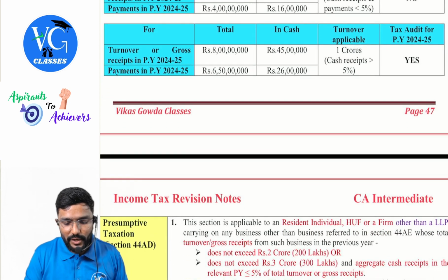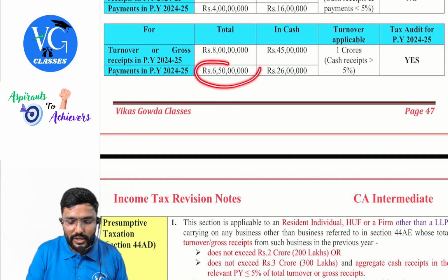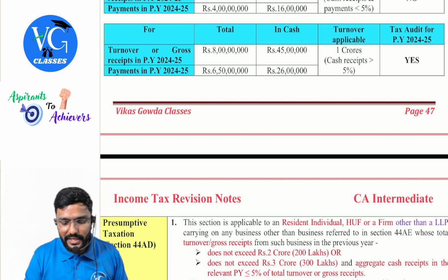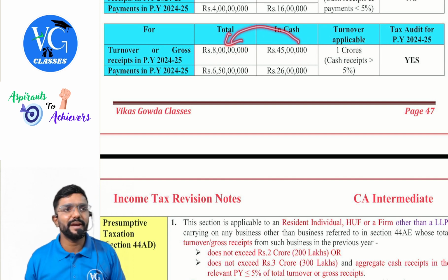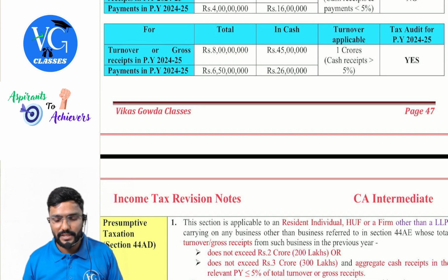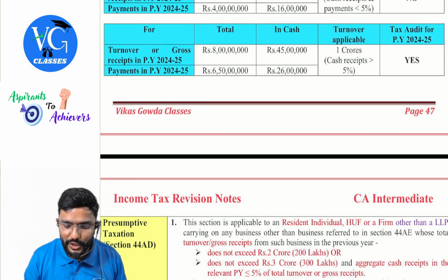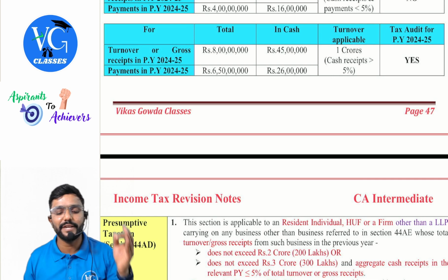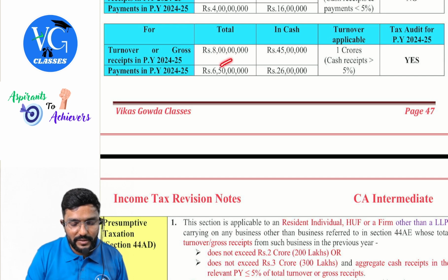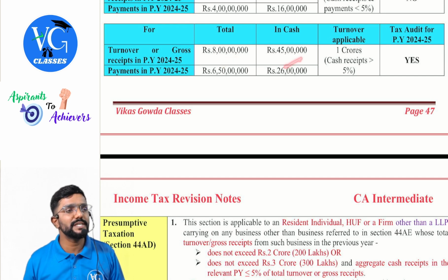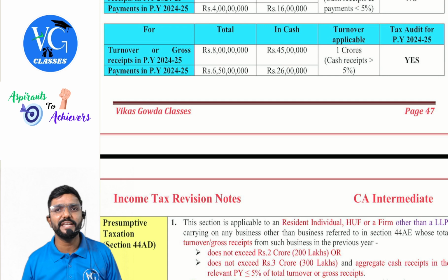Next case. Turnover is 8 crore. Payments are totally 6.5 crore. In cash, I have received 45 lakh. Check. 45 lakh divided by 8 crore. Is it within 5%? No, sir, more than. Check it. 45 lakh divided by 8 crore is 5.62%. More than 5%. Next, of the payment of 6 crore 50 lakh, 26 lakh is paid in cash.